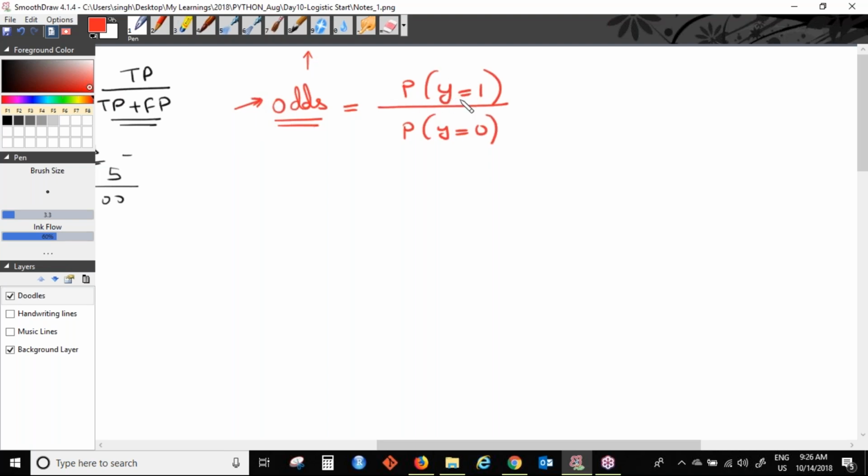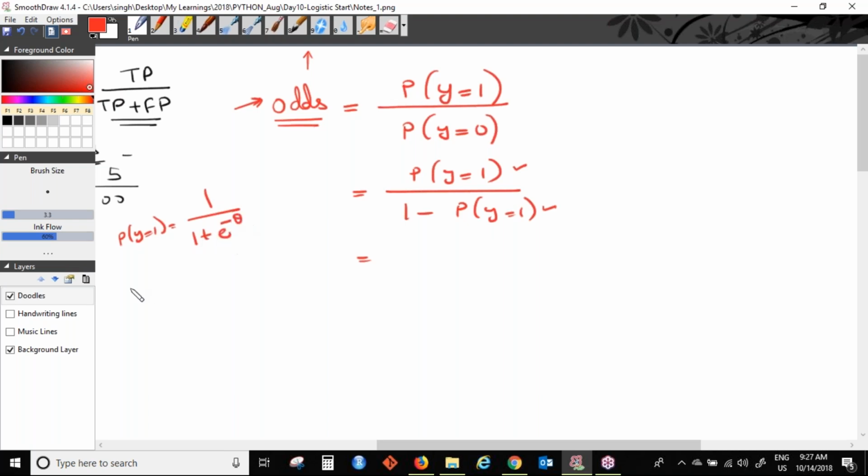It has probability of y is equal to 1 as the numerator and probability of y is equal to 0 as the denominator. So we can now plug the logistic response function's value here, and we can break this down. I can write this as 1 minus probability of y is equal to 1, and then here I can plug in that logistic response function. So if I plug the logistic response function here and here, remember the logistic response function is this, where theta is equal to the linear regression line.